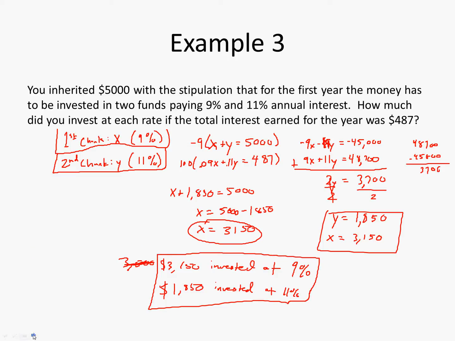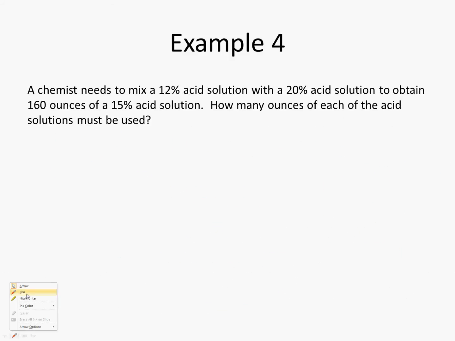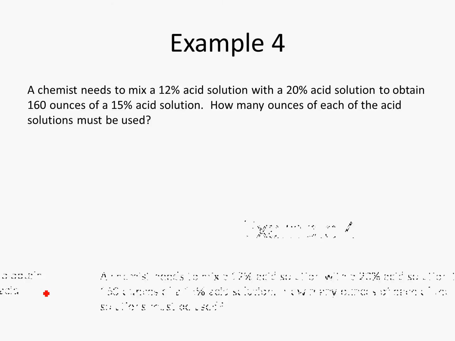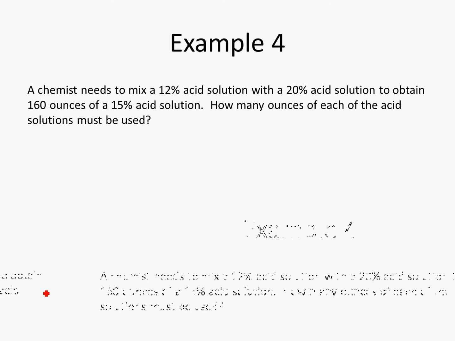Okay, let's look at the next problem. This problem says that a chemist needs to mix 12% acid solution with 20% acid solution to obtain 160 ounces of a 15% acid solution. So how many ounces of each of the acid solutions must be mixed?